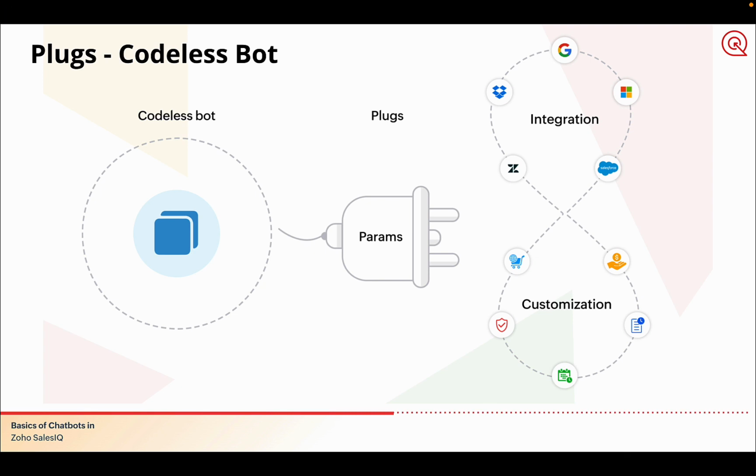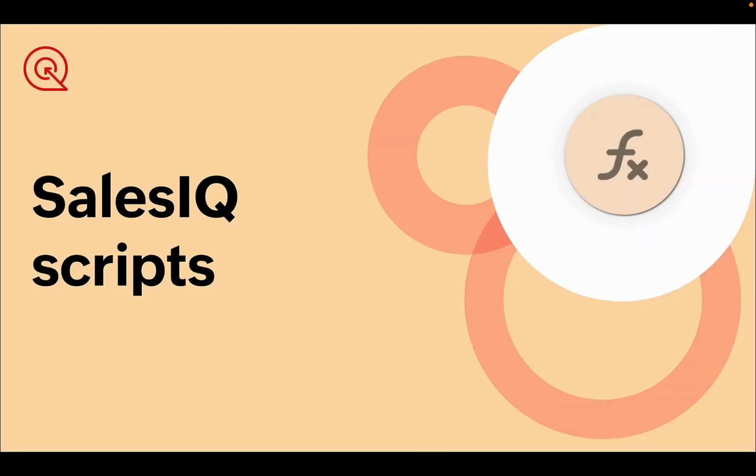Plugs are used to create customized actions and integrate with third-party services. The options are practically limitless when using plugs. Now let's look at SalesIQ Scripts. SalesIQ Scripts is a bot-building platform that uses Deluge to build bots.